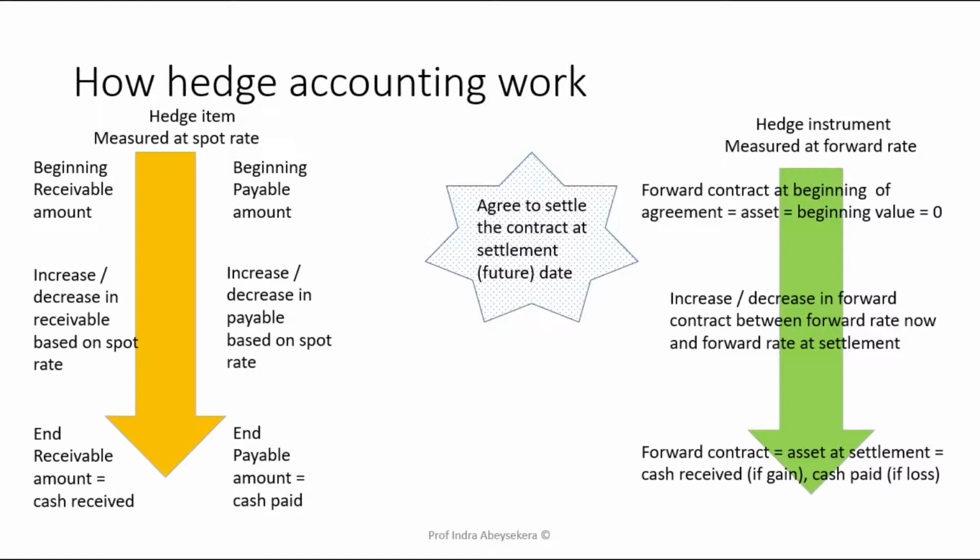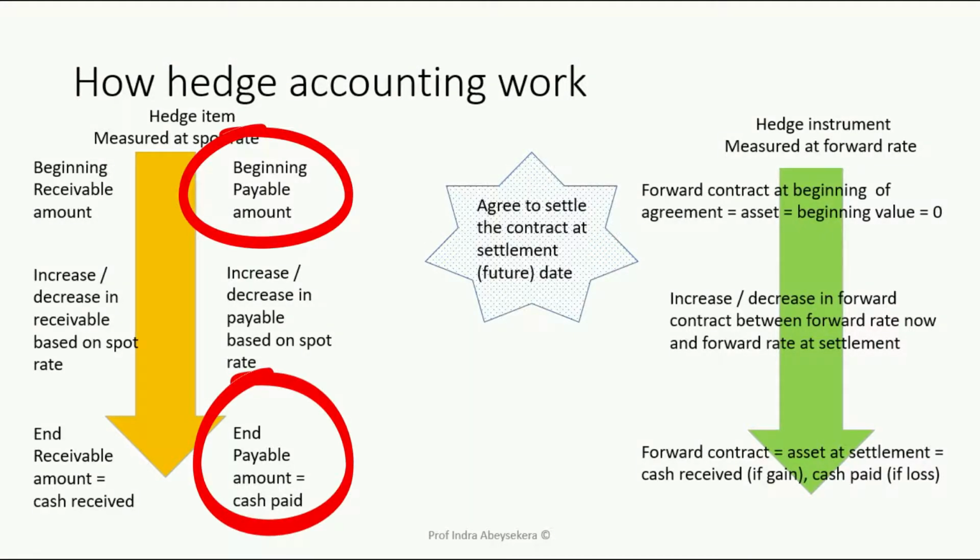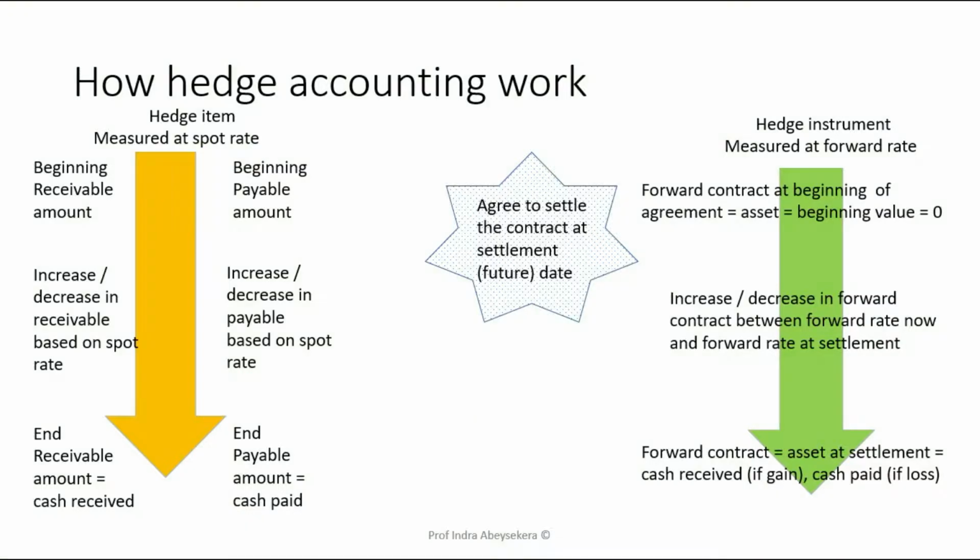But it applies to a payable as well. Payable amount is the cash to be paid now versus cash to be paid at the settlement, but that will change if this is denominated in foreign currency. And whenever we want to measure, we measure the hedge item at the spot rate.